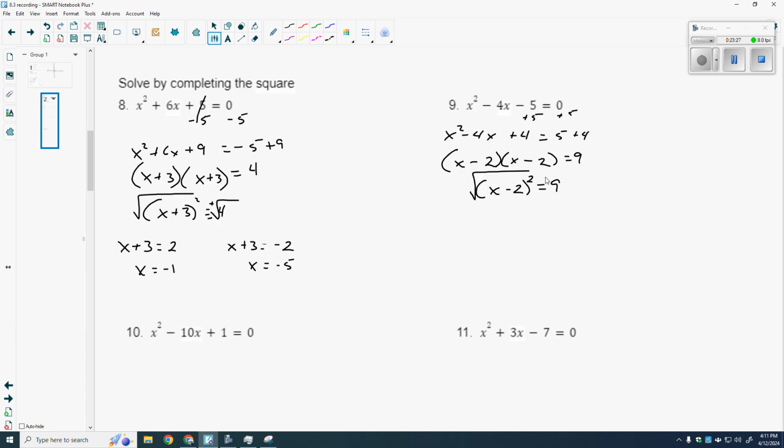And I'm right back to solving. Square root both sides. I get the plus and the minus. So I write two equations. x minus 2 equals 3, and x minus 2 equals a negative 3. You have to write both of them. Solving, I add 2 to both sides. x equals 5. I add 2 to both sides. x equals negative 1. Both of these are my answers. Same over here.